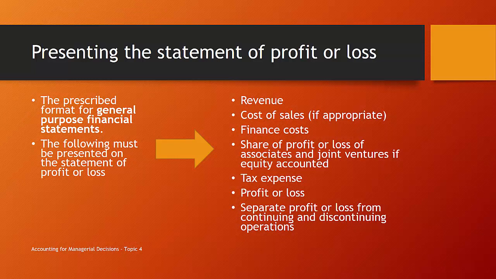What they need to report is revenue, which we just saw from Woolworths. If you go back to it or download it yourself, they had revenue. They had cost of sales. It's a retailer, so it is appropriate. They had finance costs. They had a share of profit or loss of associates and joint ventures. They didn't have that. It didn't look like it's that much of an issue in this particular case, and it's also not relevant for us. They had their tax expense. They had their bottom line profit. And they did separate that profit out into continuing and discontinued operations. So they had everything they were required to have, as you'd expect.